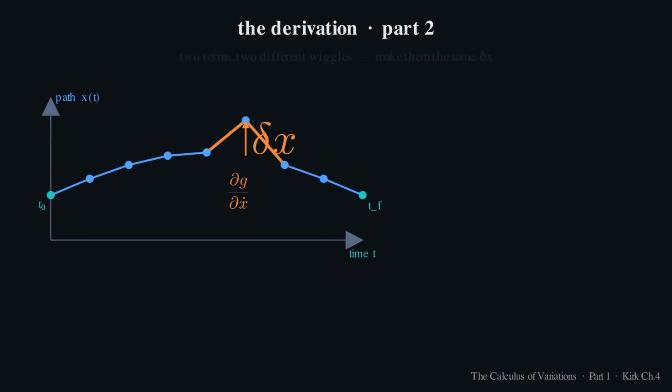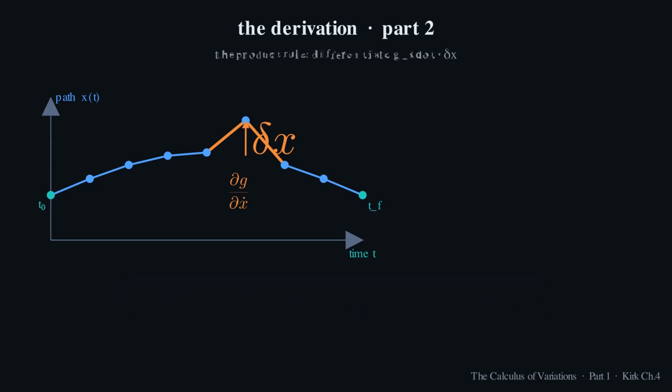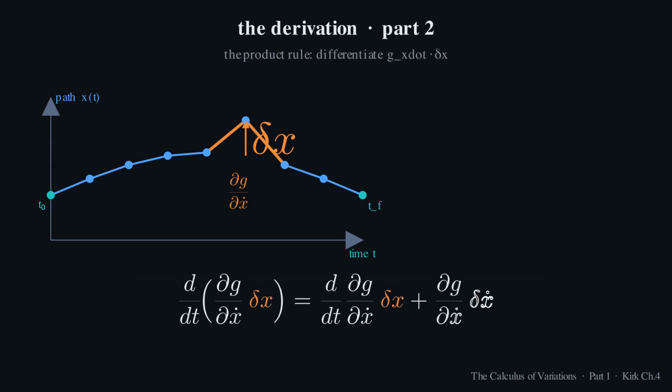So we have two terms, one multiplying the bead wiggle delta x, the other multiplying the slope wiggle delta x dot. And we need both to multiply the same delta x. The tool is integration by parts, and the cleanest way to see it is the product rule. Watch what the time derivative does to a product.